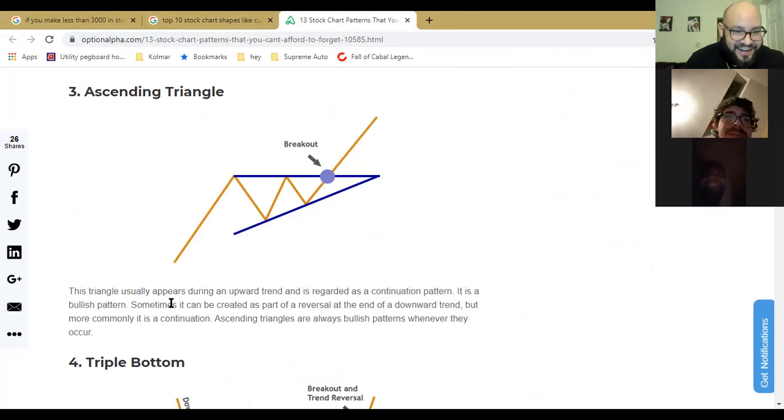But yeah, I guess the triangle usually appears during an upward trend and is regarded as a continuation pattern. It is a bullish pattern. Sometimes it can be created as part of a reversal at the end of a downward trend, but more commonly, it is a continuation. Ascending triangles are always bullish patterns whenever they are occurring. So the ascending triangle that they're talking about is over here.